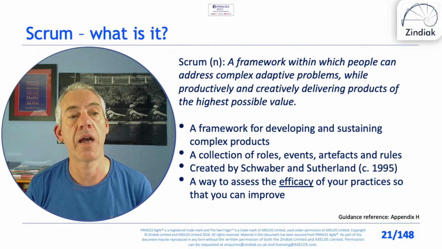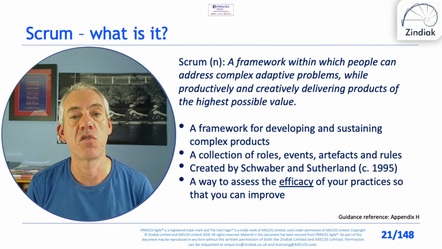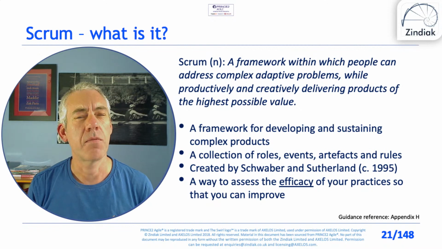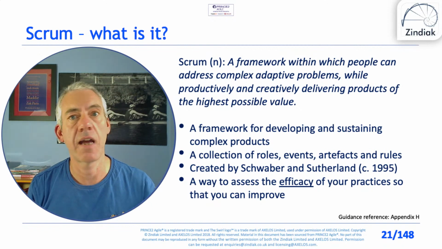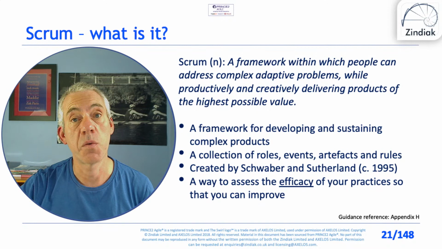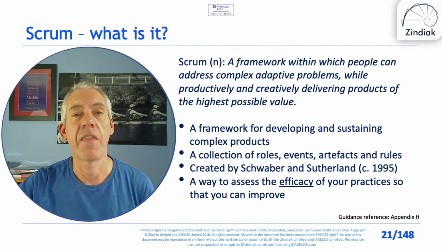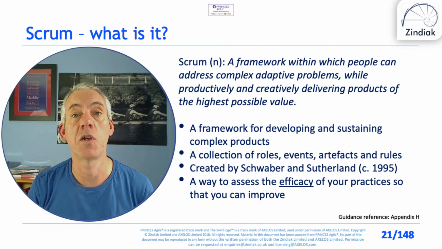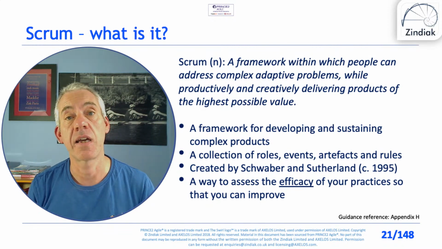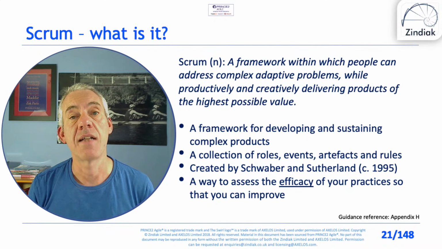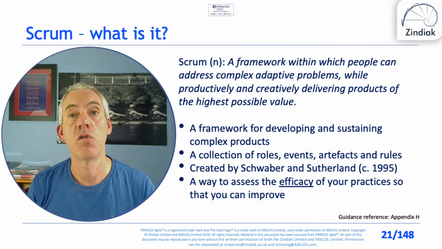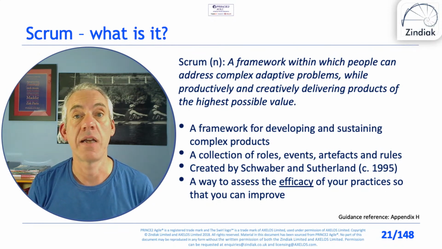It was created by two guys, Schwaber and Sutherland, in 1995, and they still have input. They haven't updated the guide. The guide is in the PRINCE2 Agile guidance, and that is the latest guidance as well. It hasn't changed since that was published. But if you're in any doubt, you can go to scrum.org and or scrumguides.org and download the Scrum guide. It's only 17 pages of A4 long.